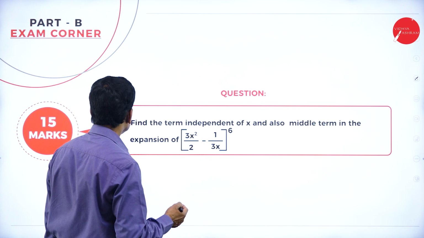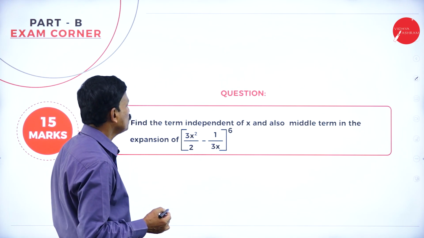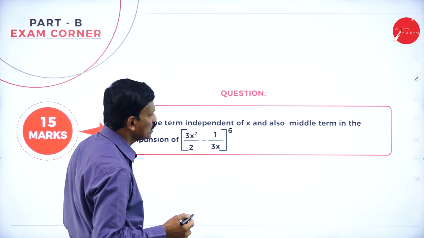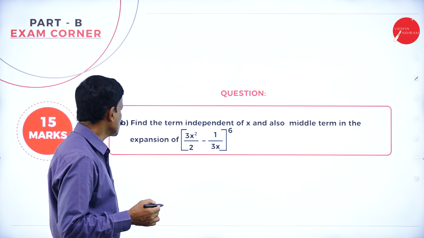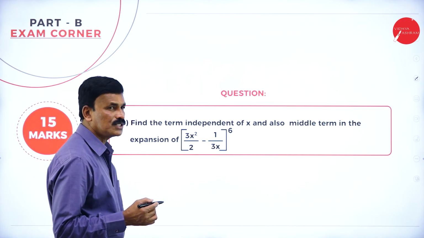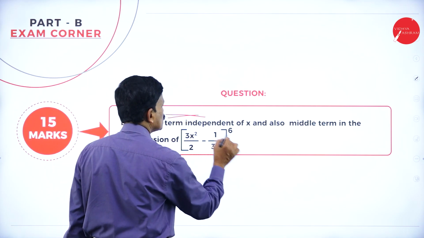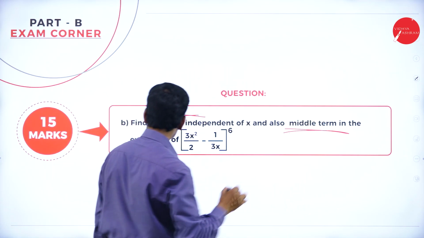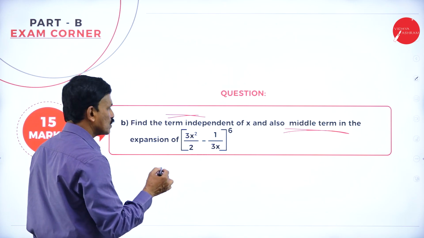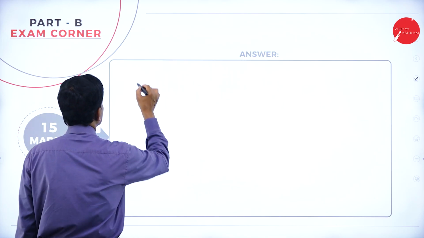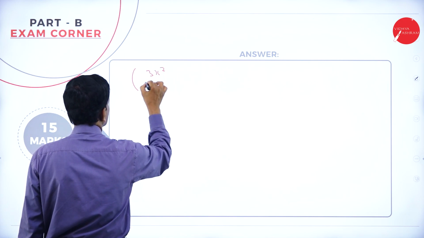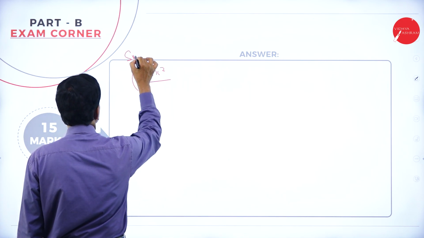The next problem is: find the term independent of x, and also the middle term, in the expansion of 3x square by 2 minus 1 by 3x whole to the power of 6. Now, what is to be found is the term independent of x and also the middle term in the expansion of this. Now, let us come to the first concept. What is given? Given is 3x square. Let us come to the solution.